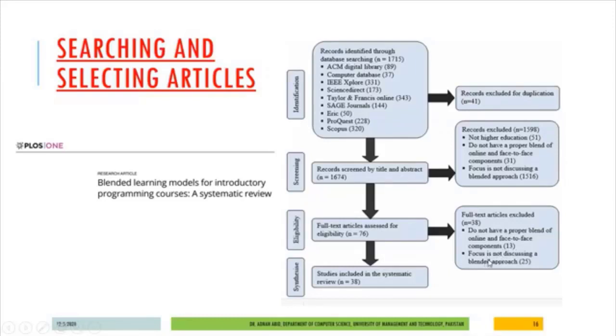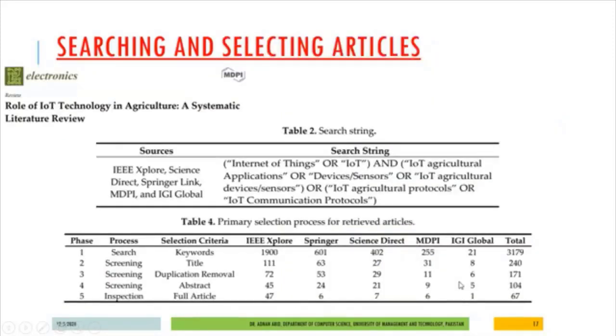And lastly, the study is not discussing a blended approach. So these 25 articles fell in this category, and we excluded them. Again, for the role of IoT in agriculture paper that we are considering for this study for the discussion, these are the portals and these are the keywords which have been used.